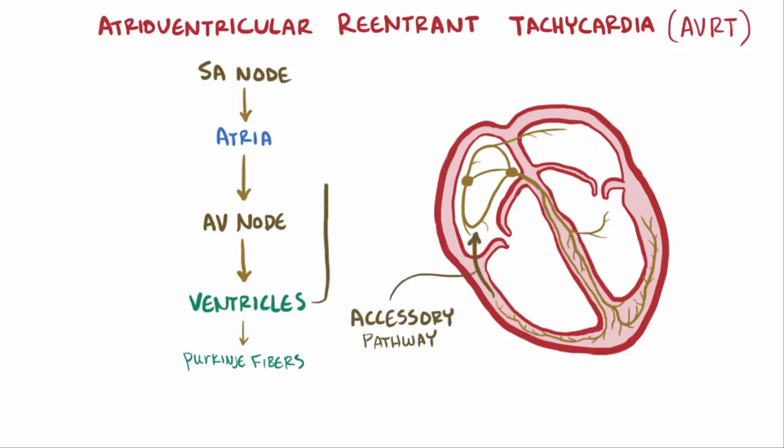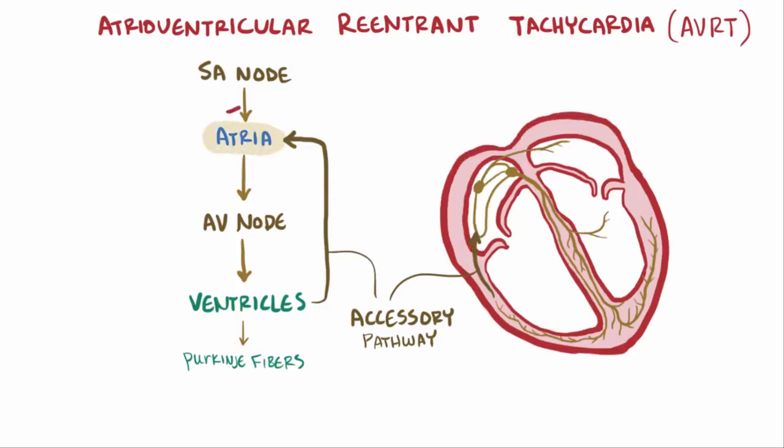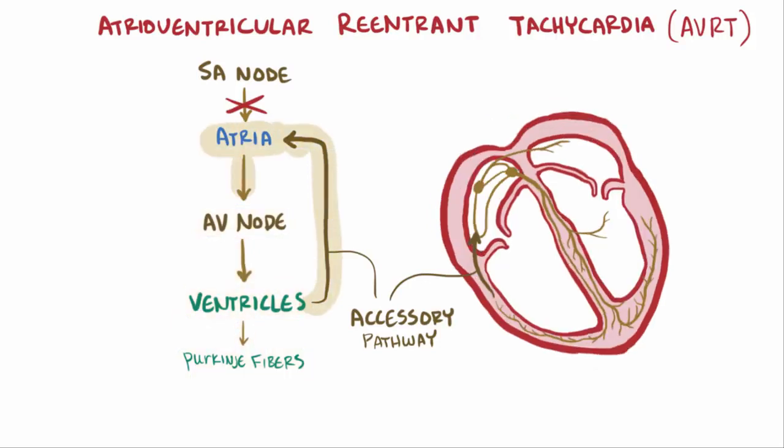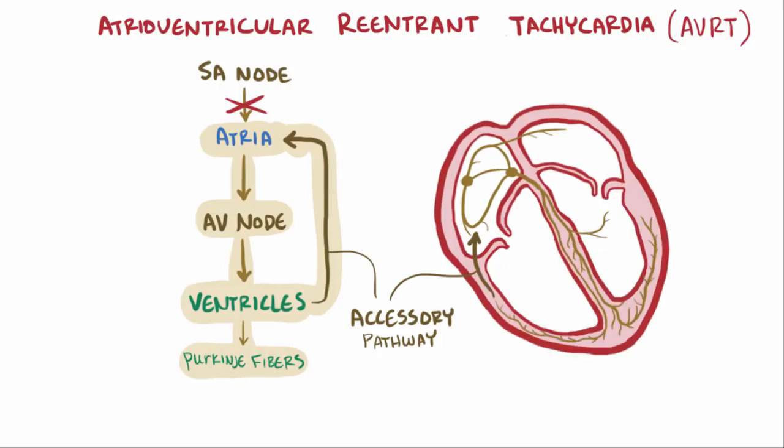get back up from the ventricles to the atria, causing the atria to contract before the SA node sends out another signal. The signal then moves back down the AV node to the ventricles and the Purkinje fibers and contracts the ventricles, as well as goes back up that accessory pathway, and then the cycle repeats, which is why AVRT can result in rates as high as 200 to 300 beats per minute.